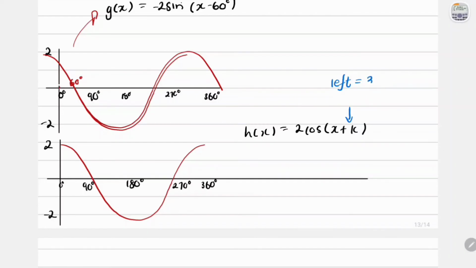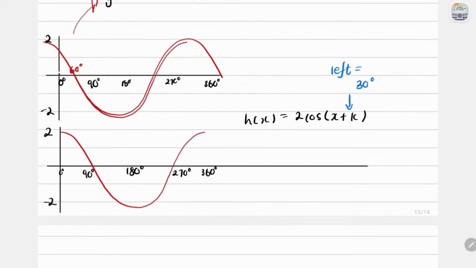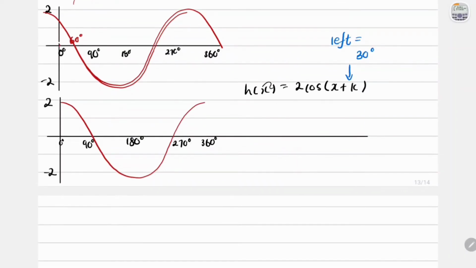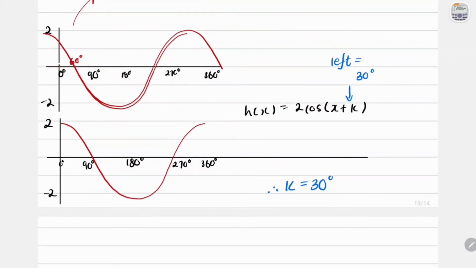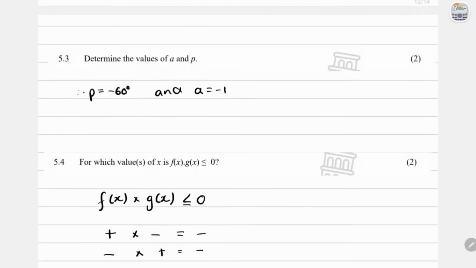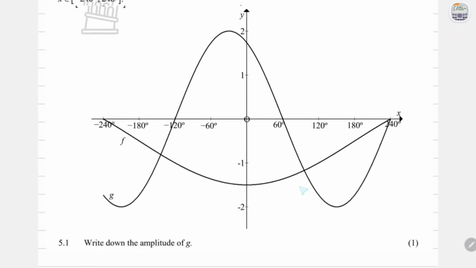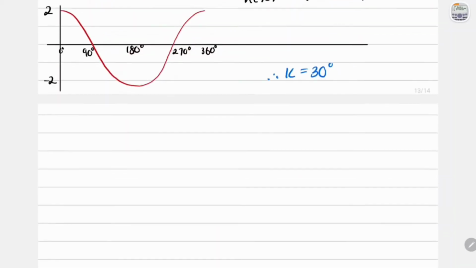Okay, so it's a positive value. And we know it's positive. It's moving 30 degrees to the left. So that is positive 30 degrees, and that would be your value of k. So it means that k is really just equal to 30 degrees. It has to do with you thinking about the graphs and how they can align perfectly. I just had to draw it down so that you'll see, but you could have used the diagram that they already gave you. So it would have been quicker. Okay, so that is it for that question.